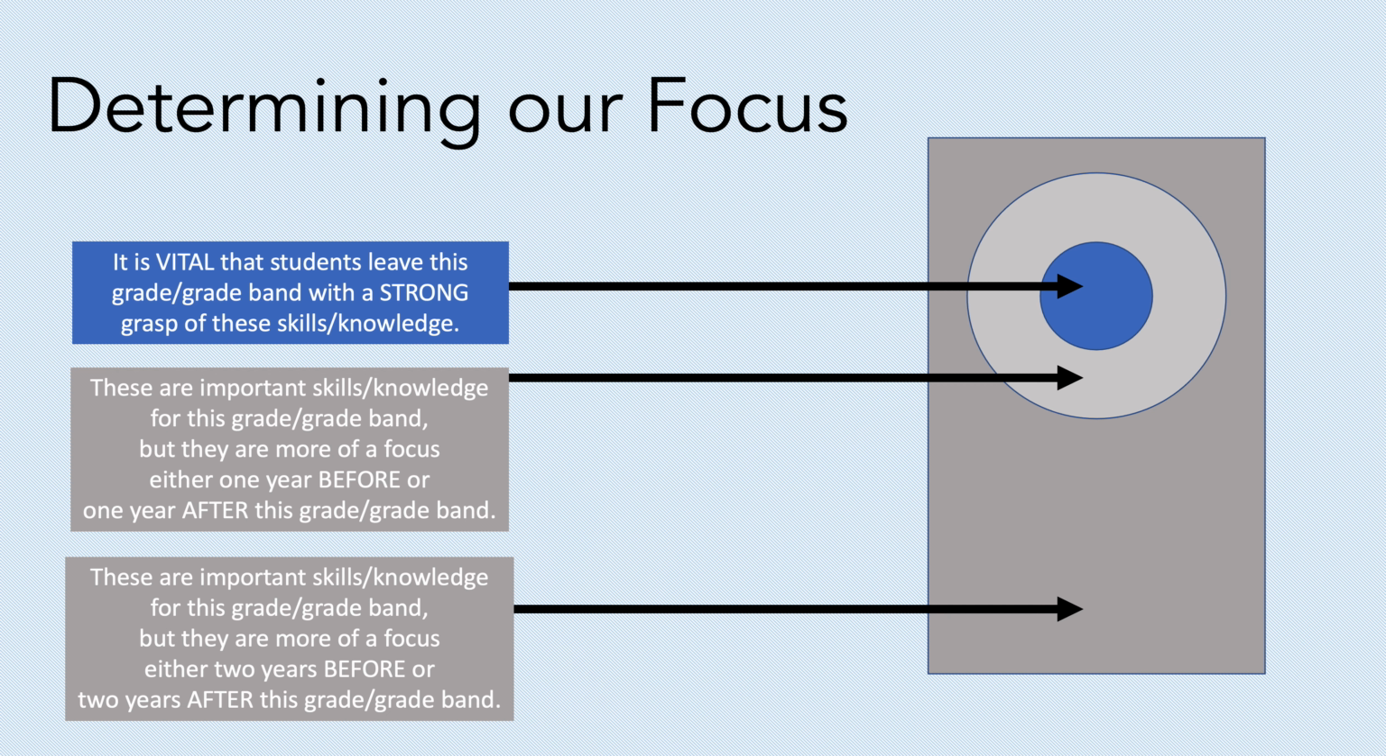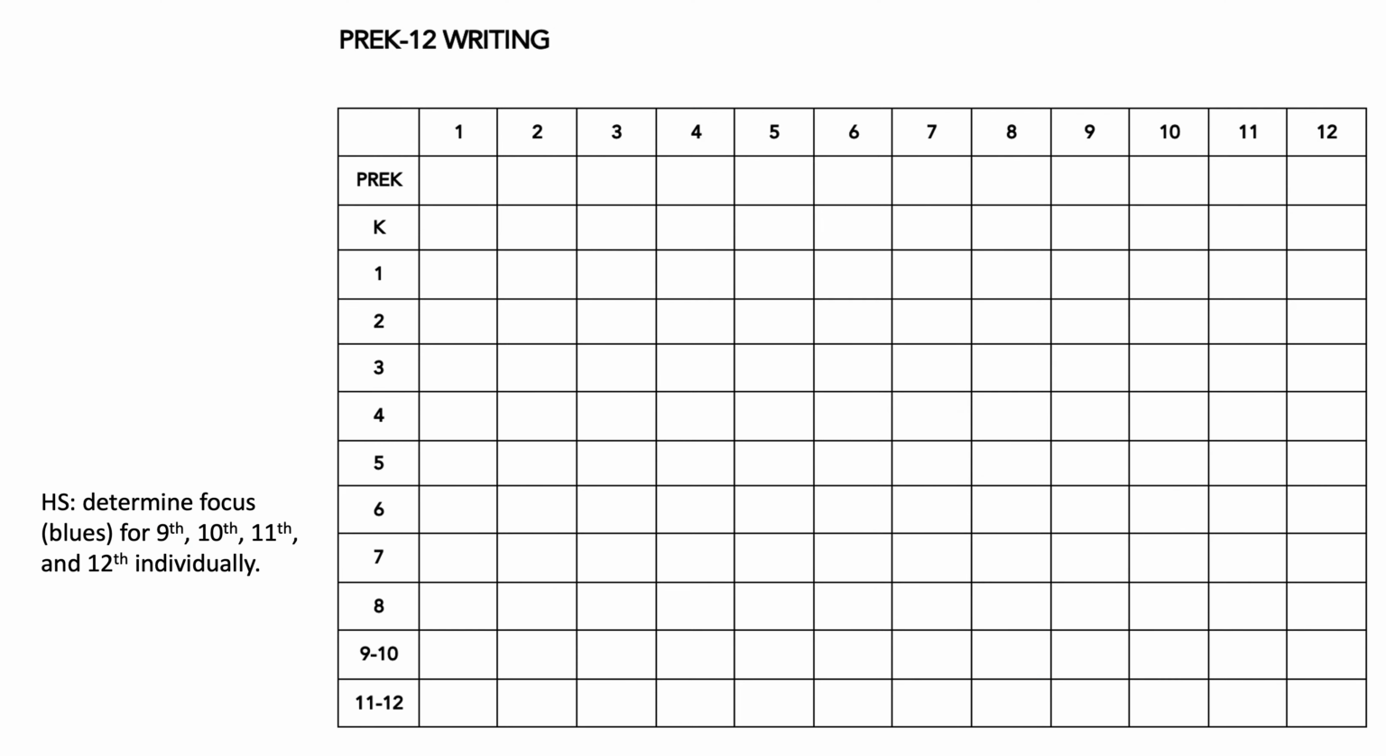And so we thought quite a bit about that, and thought really hard about which are those standards that it's vital for students to leave with a very strong grasp of these skills or this knowledge. And as we did that, we filled in these charts. So for example, in kindergarten, they thought about which of these standards 1 through 12 would be the blue standards for kindergarten. 3rd grade, same thing, all the way down through high school.